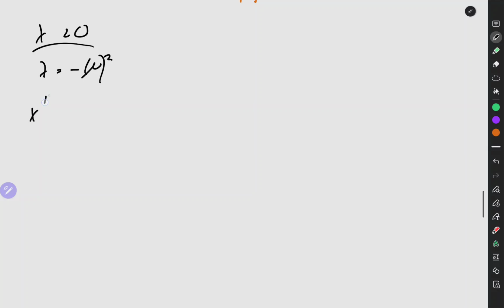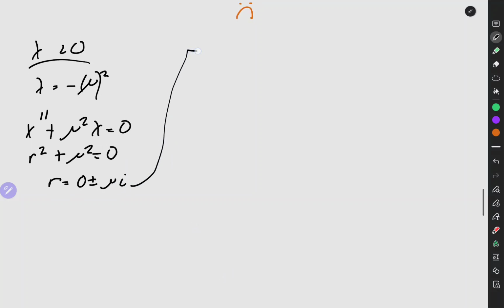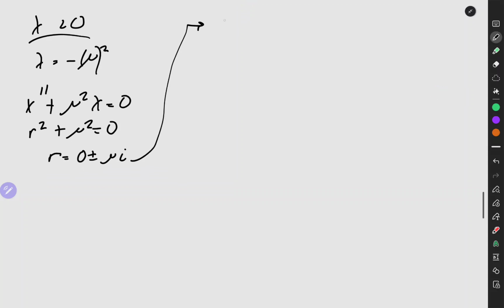So plug that into the ODE. It's plus. Solve the characteristic. This is going to be complex, because mu is negative, mu squared is negative. So that's complex. I'm going to use the shortcut for the complex general solution for second order ODEs. Big X equals C1 e to the 0, which is 1, cosine mu x, little x, plus C2 e to the 0 times sine mu little x.